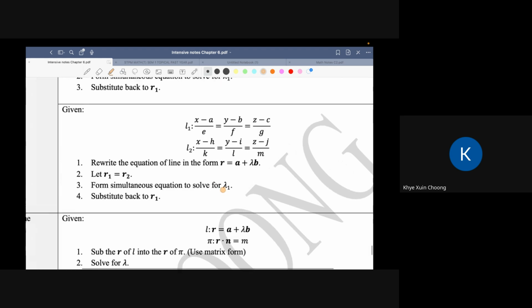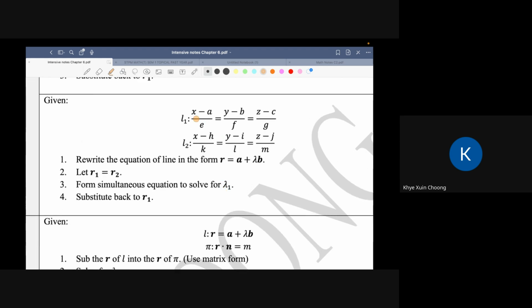So what happens if they give you something like this? What happens if they give you in the form of Cartesian equation? If they give you something like this, it's very easy. You just rewrite the equation into the form of vector equation. After you write in the vector equation, you use the same method as above. You can solve for the intersection point.